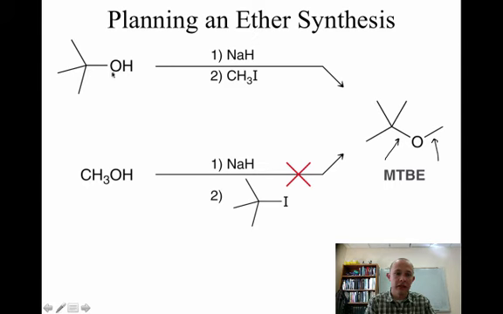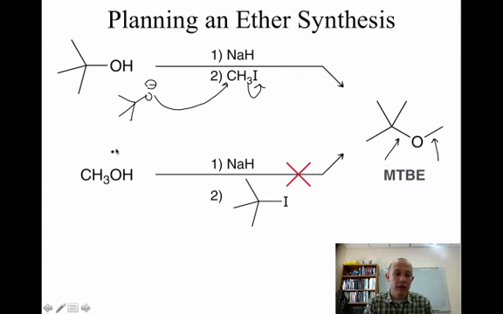In the first case, if we treat tert-butanol with sodium hydride, we're going to get tert-butoxide ion, right? This is a sterically bulky base. We would expect this to carry out an E2 reaction. The nice thing about methyl iodide, it doesn't have any beta hydrogens that could eliminate. The only pathway available is an SN2 reaction. Voila, we get MTBE.